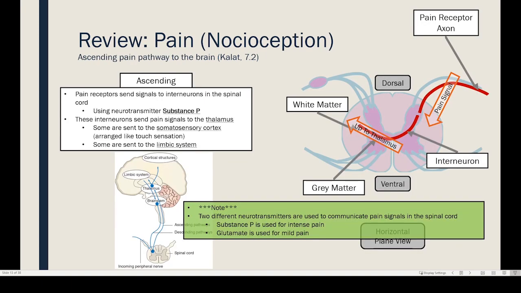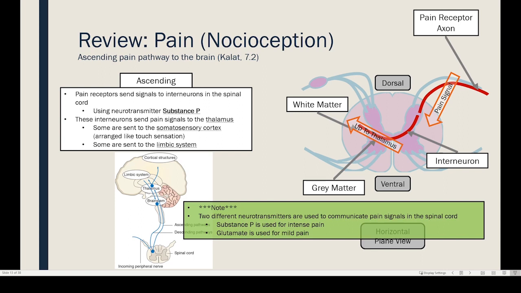And we talked about the pathway of these pain signals. So they go from those receptors, nociceptors. They send a pain signal up into the spinal cord, and they synapse with an interneuron that will then send that pain signal all the way up to the brain, and specifically to the thalamus. Remember, the thalamus is the sensory relay station, so that's where most of our sensory signals are sent before the thalamus sends them to whatever part of the brain they're supposed to go to.